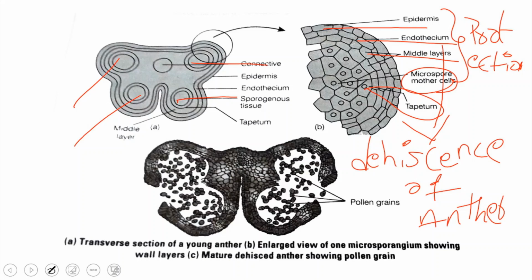The tetrad will be present. When the anther matures, it dehydrates and the clusters of cells separate from each other. When it is fully grown and all the cells are separated, dehiscence will happen. This is the dehiscence. The wall ruptures and releases the pollen grains into the atmosphere.